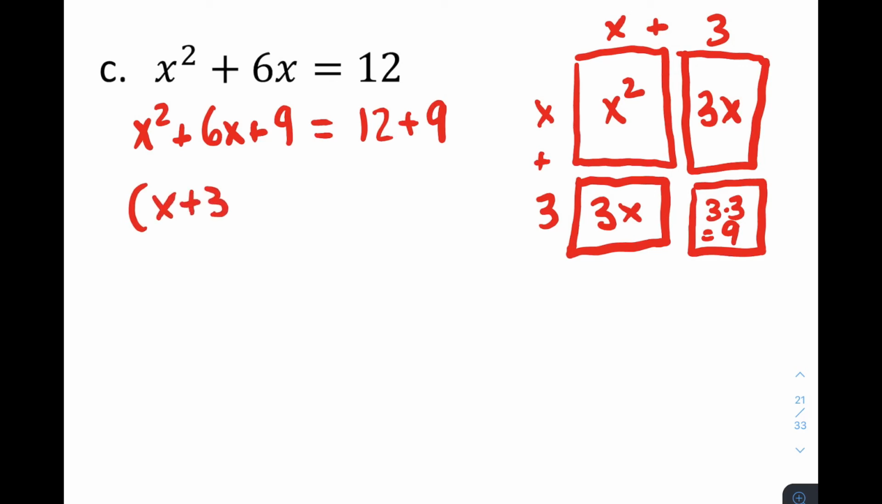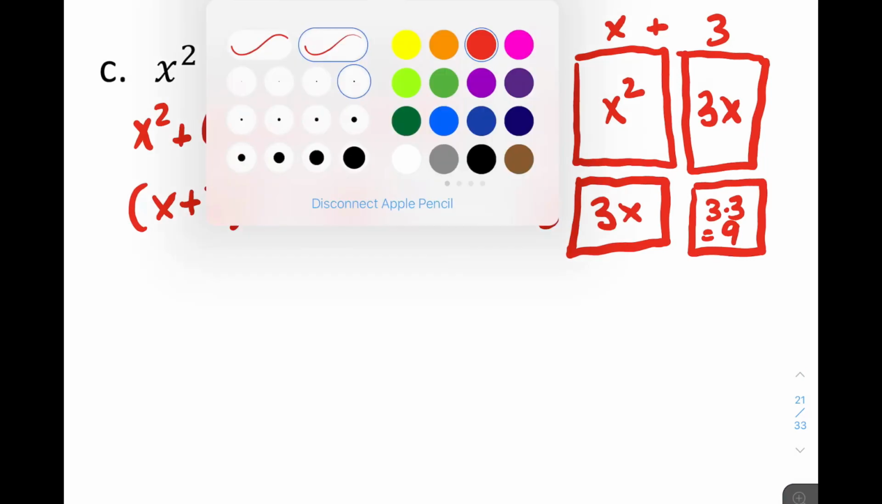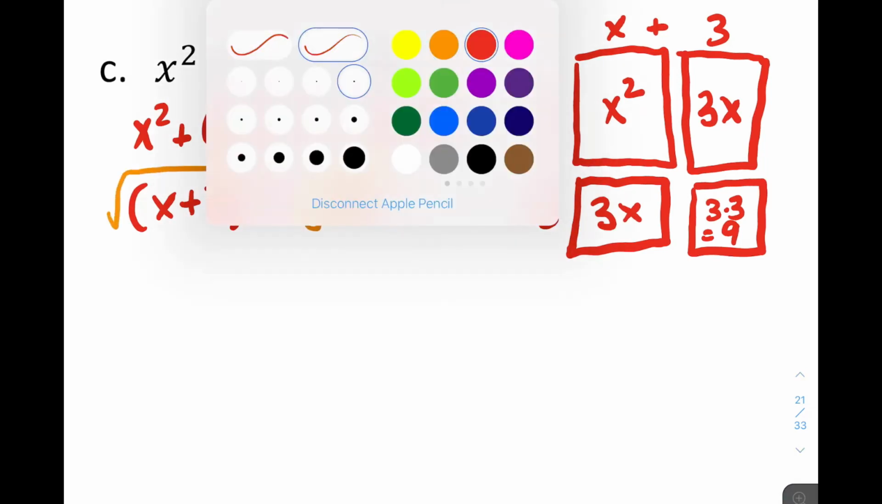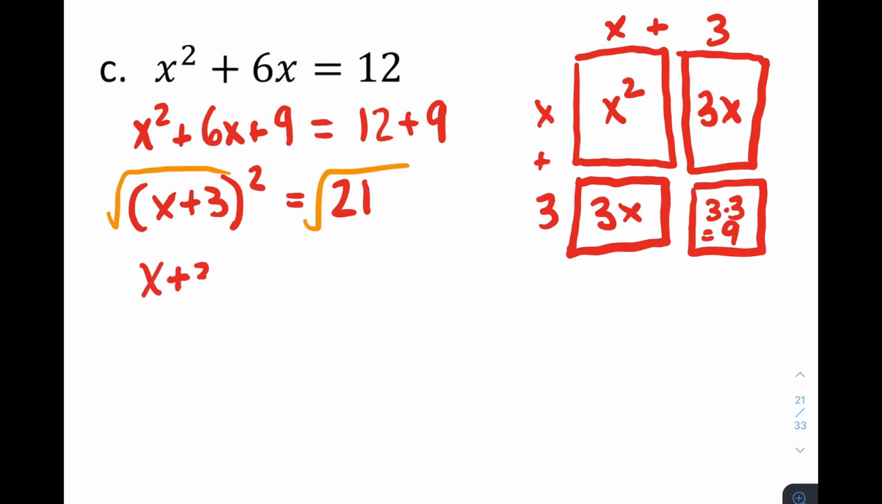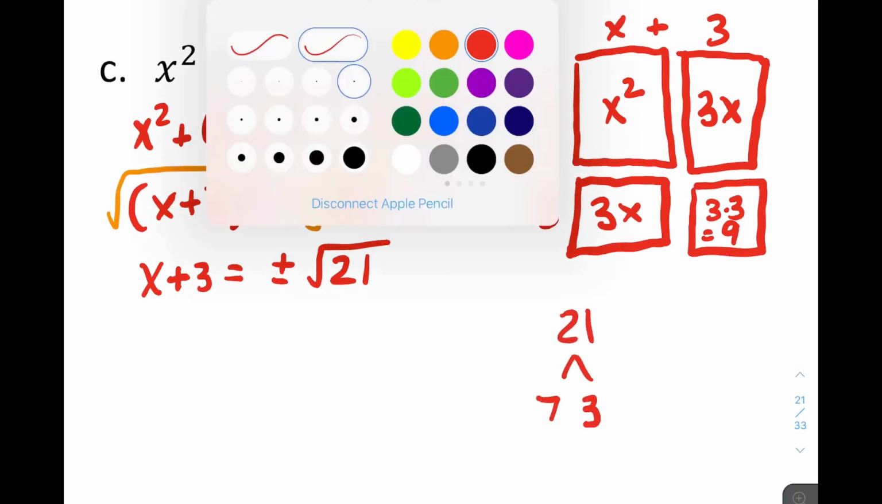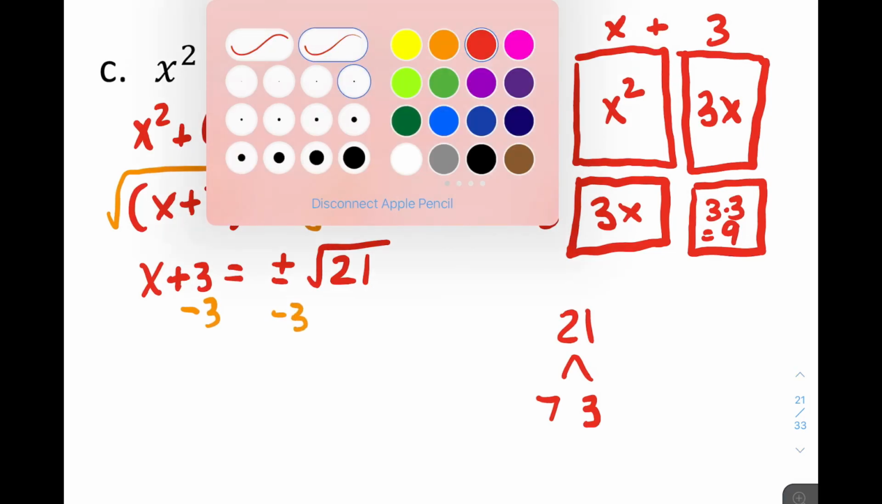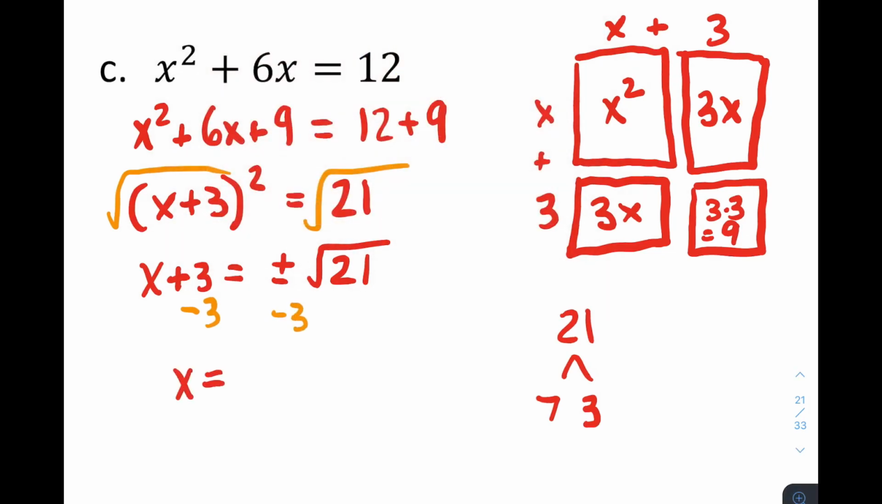And then if you rewrite x squared plus 6x plus 9 in its equivalent factored form, it's the perfect square, x plus 3. Take the square root of both sides. You'll just have x plus 3 equals positive and negative square root of 21. 21 is 7 times 3, so you can't break that down. Subtract 3 from both sides to get x by itself, and you will be good to go.